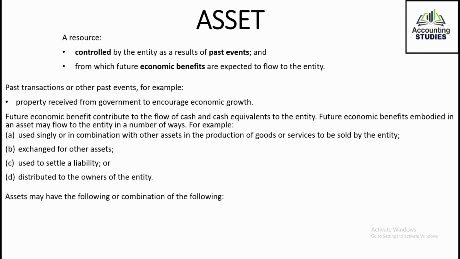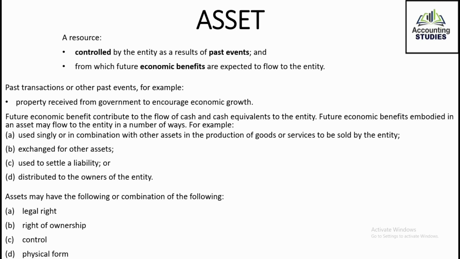Many assets, for example, property, plant, and equipment, have a physical form. However, physical form is not essential to the existence of an asset. Hence, patents and copyrights are assets if future economic benefits are expected to flow from them to the entity and if they are controlled by the entity.